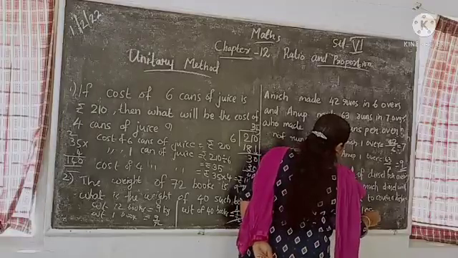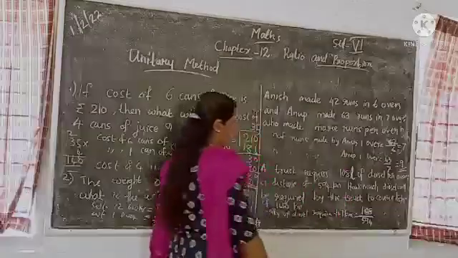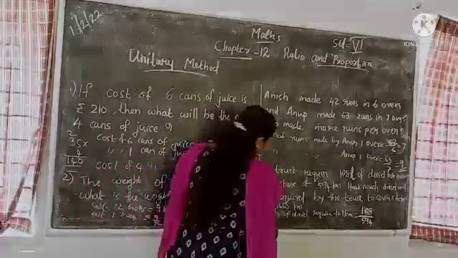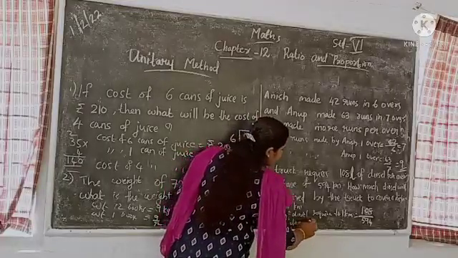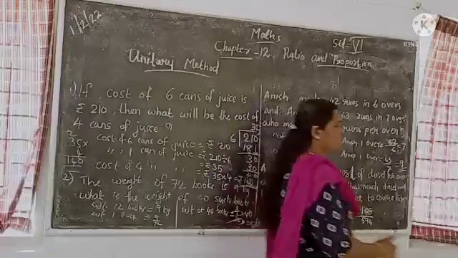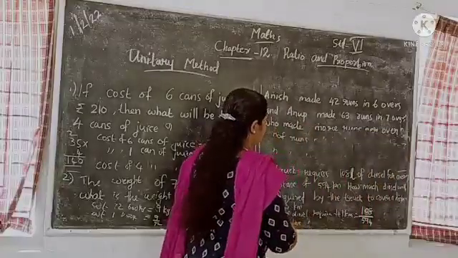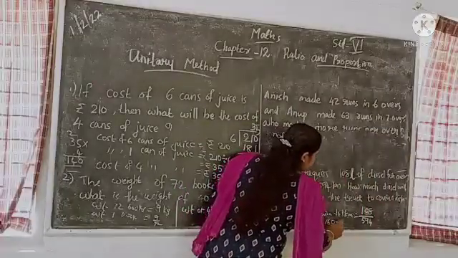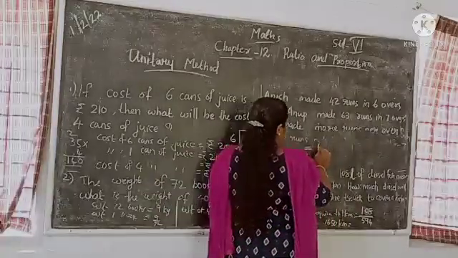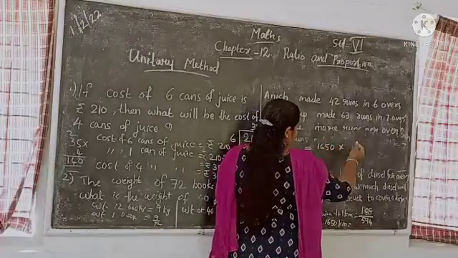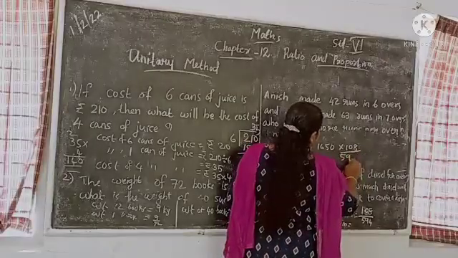Quantity of diesel required to cover 1 kilometer is equal to 108 divided by 594. Then quantity of diesel required to cover 1650 kilometer is equal to 1650 into 108 divided by 594.